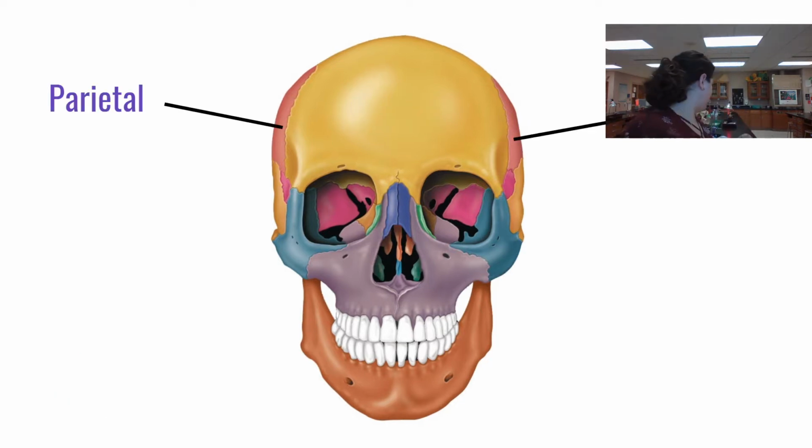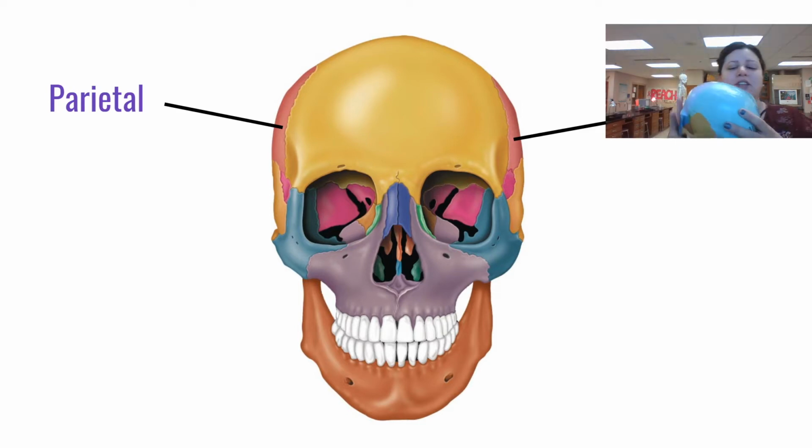The parietal bone is on the sides of your head, and I labeled it twice because there's two of them. So this light purple is the frontal, and then these bluish colors right here are the left and right parietal bones, making up the side of our head.